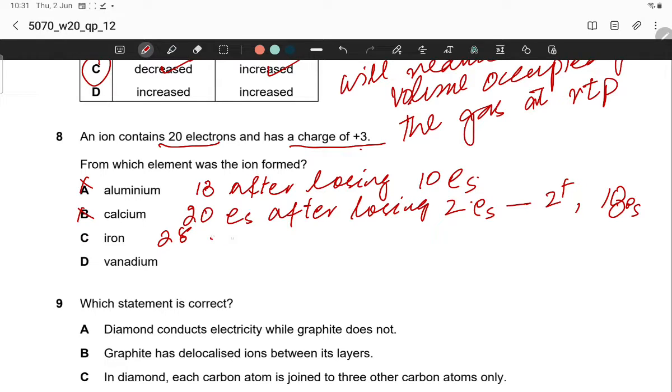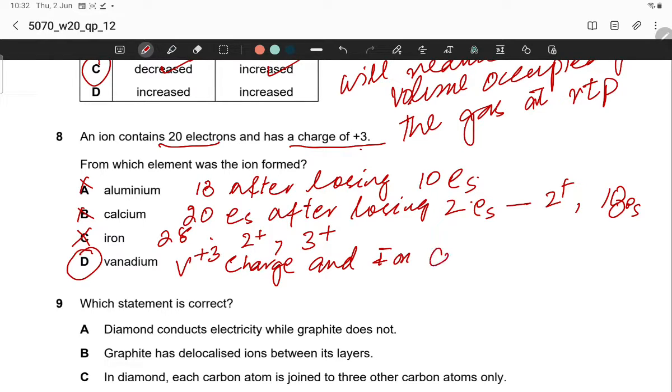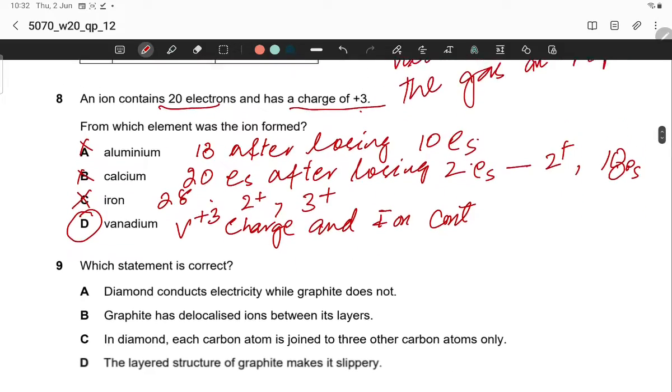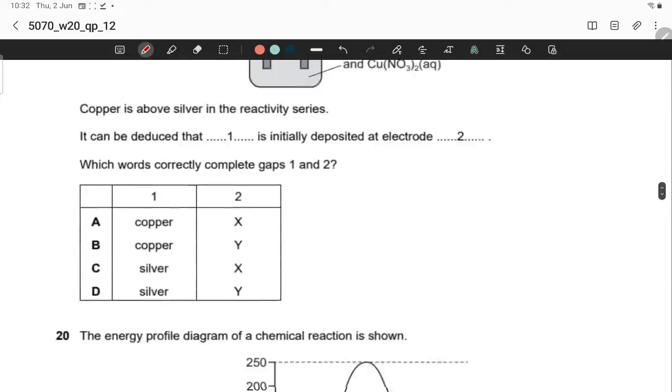And after losing 2 plus or 3 plus, so this can be also incorrect. So vanadium is correct because V is carrying plus 3 charge and iron contains 20 electrons. Look at the periodic table.